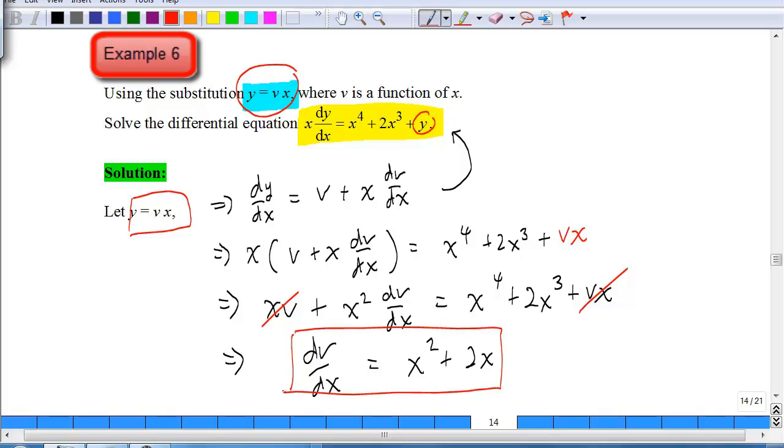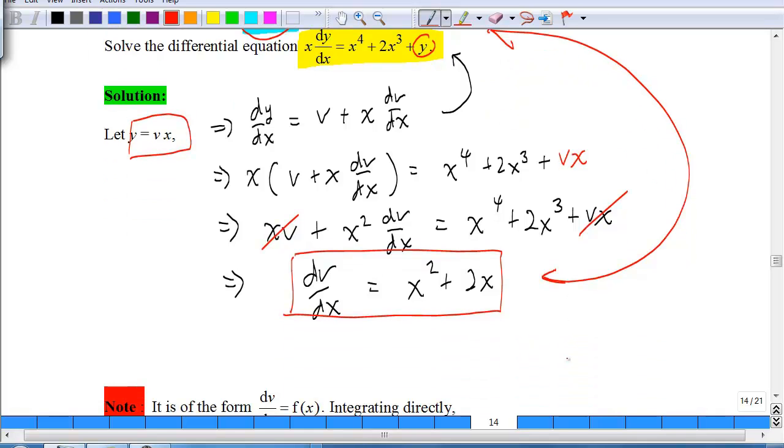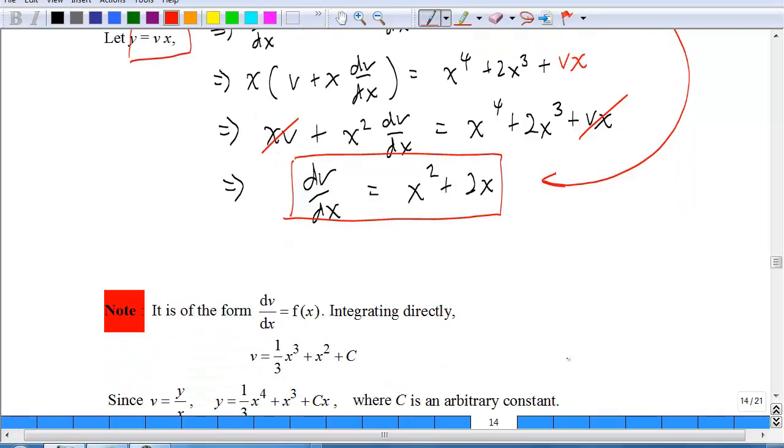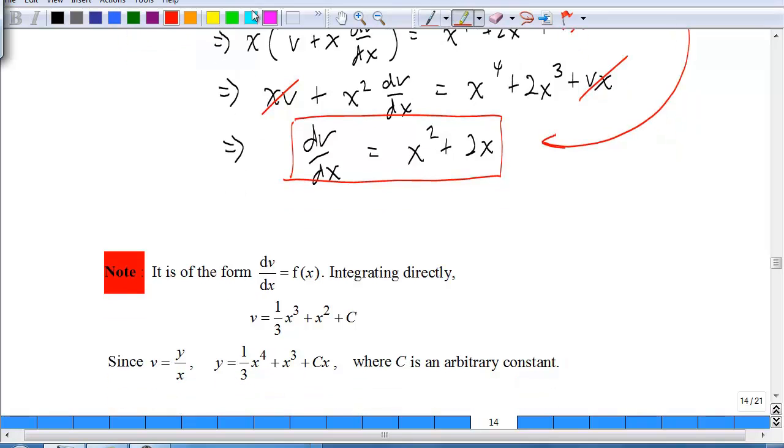Now comparing this so-called converted dE with the original, I know you would already have realized that this newly formed dE is easier to integrate. In fact, you can integrate this directly with respect to x. So integrating the dE directly with respect to x, you actually have this answer.